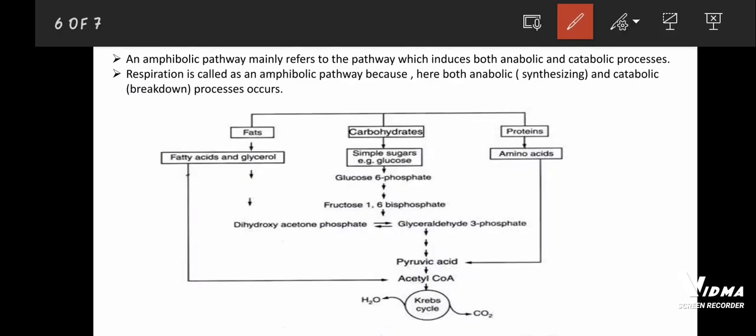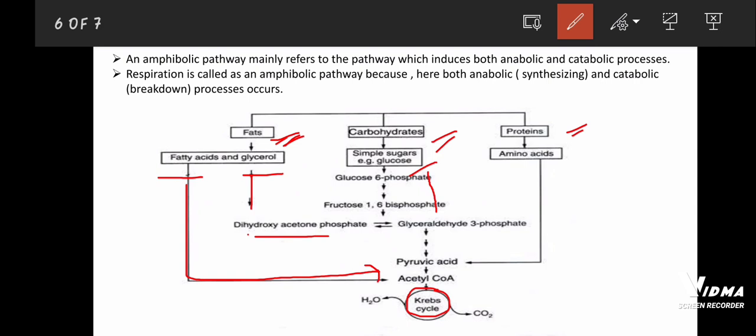Here, in our daily life we take fat-rich food, carbohydrate-rich food, and protein. Carbohydrate breaks down to form glucose, then glucose breaks down through glycolysis to form pyruvic acid, which enters the Krebs cycle and releases energy. That is the catabolic process. Fats break down to form fatty acid and glycerol. Glycerol enters directly as dihydroxyacetone phosphate, then enters the Krebs cycle, and fatty acid enters as acetyl coenzyme A, then enters the Krebs cycle and generates energy.